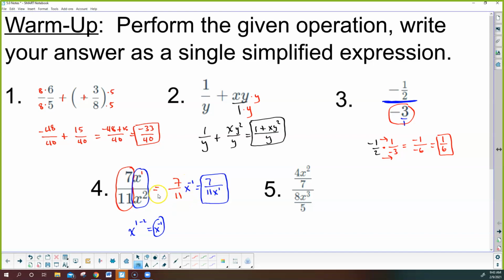Now, to be honest, what I would do is skip all this extra work and say, I've got one more x on bottom, and the x on top is going to reduce out with one of the x squareds. So then I just have one x on bottom. So there's multiple ways to think of this. And number 5 then is a combination of number 3 and number 4.